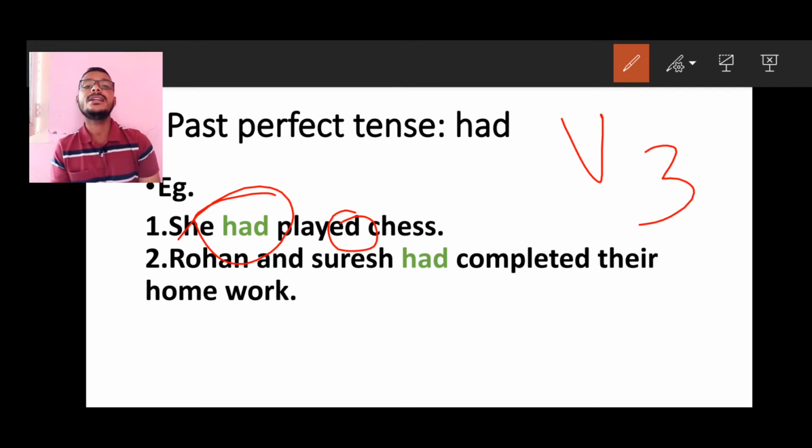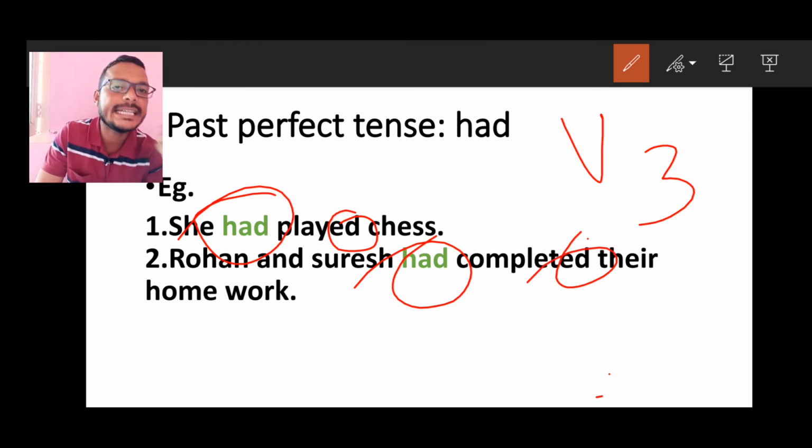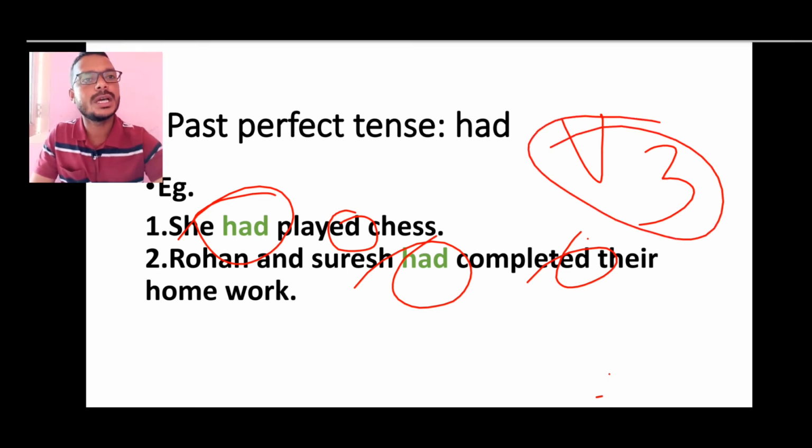And with the plural Rohan and Suresh, here also even though it is a plural noun, we have only one helping verb in the past tense, that is had. Either it may be singular or plural, we use had as a helping verb. Rohan and Suresh had, with plural also we use the same helping verb, that is had. And see the main verb completed. Here I have used ed form, it means V3 form. I hope you have understood this also.